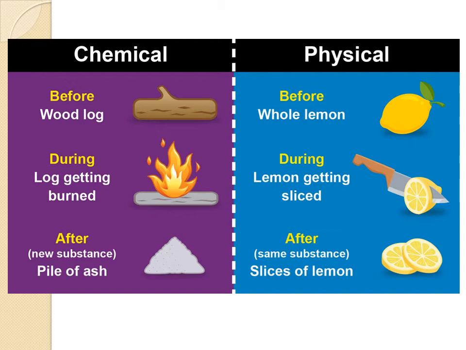So here, before the burning of the wood, it was wood, but after burning, it's no longer wood, it has totally changed to a different substance. And this is called a chemical change. A chemical change cannot be reversed. A new substance is formed in a chemical change.